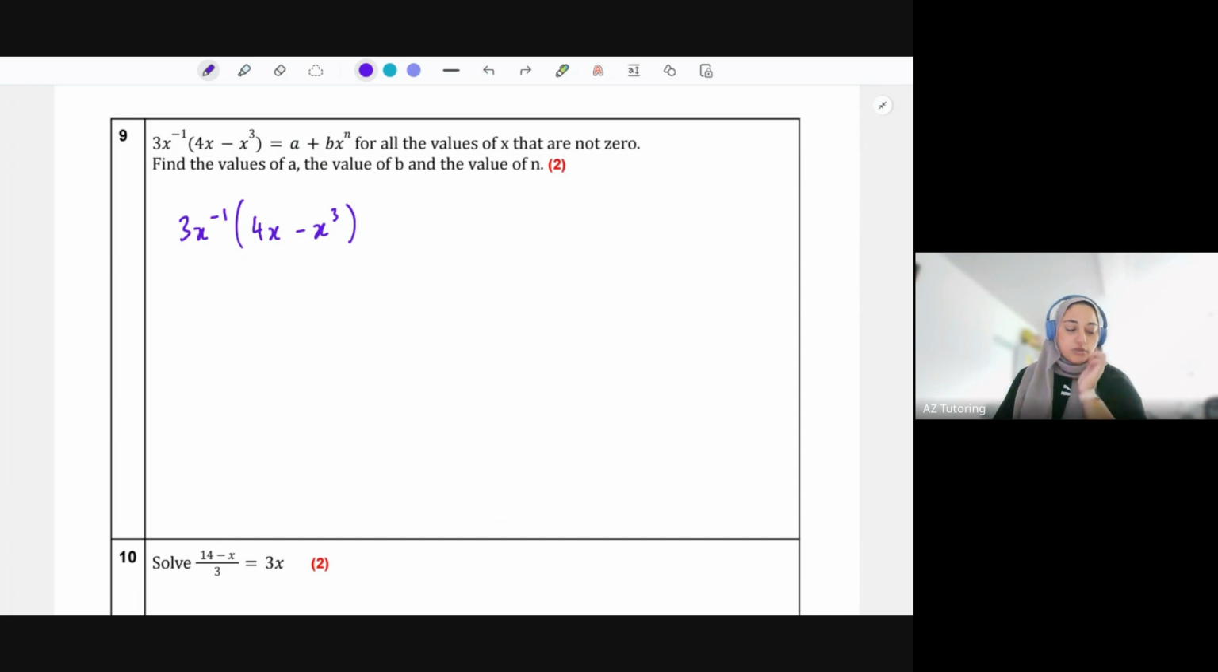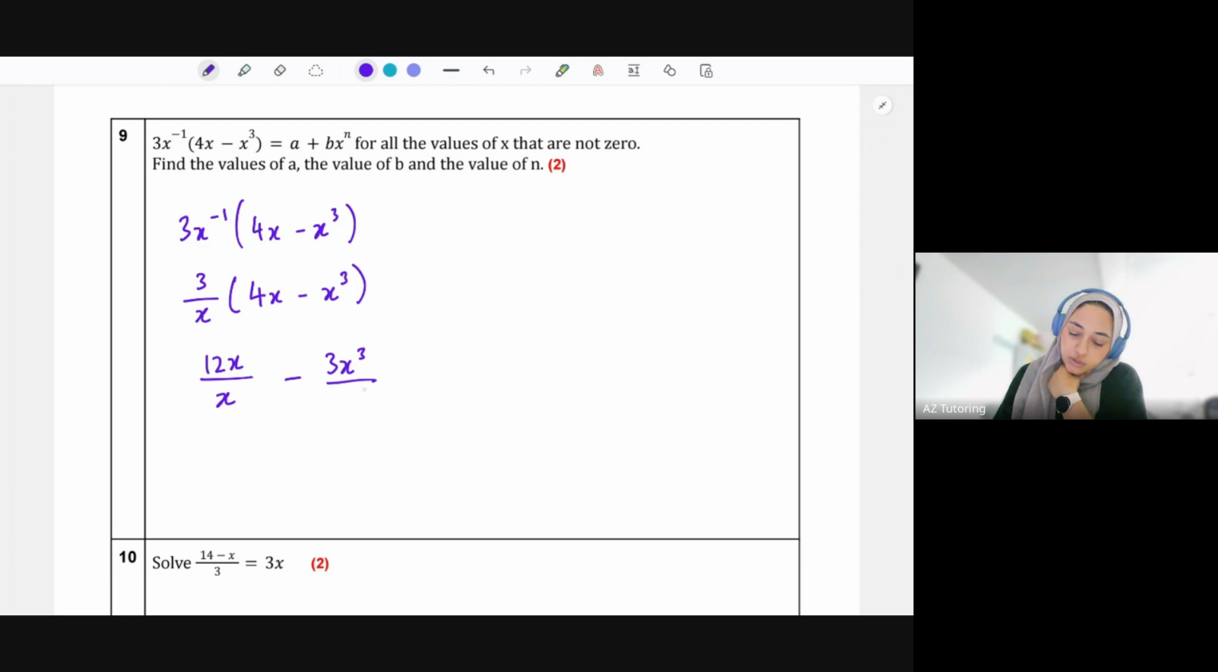So there's a few different ways you could do this. I'm going to change this one to 3 over x because x to the minus 1 is 1 over x, times by 4x minus x cubed. Expanding this, 4 times 3 is 12. We've got x on top and then x on bottom. Timesing the next one out, 3 times minus x cubed is minus 3x cubed over x.